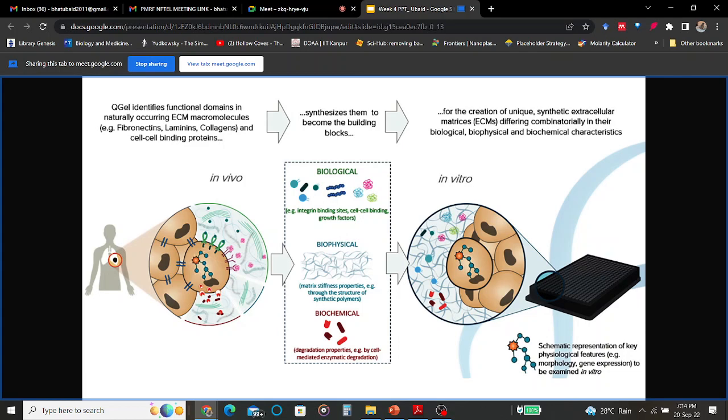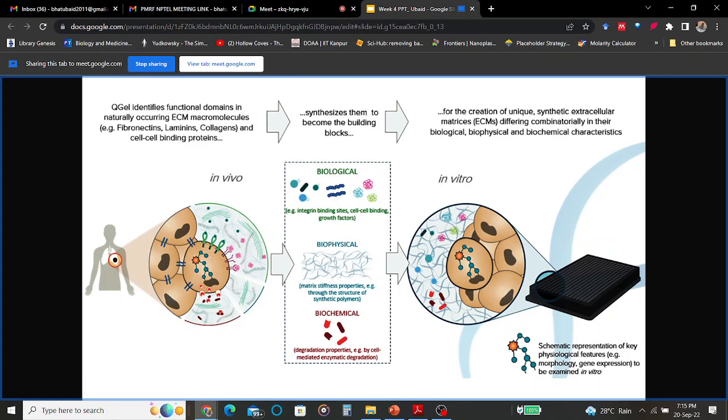And the main purpose of these synthetic ECMs is that they can be used as engineered scaffolds in tissue engineering, as extracellular matrix is a component of the tissue, and cells remain adherent to extracellular matrix. These can be used in the scaffolds so that the cells will get the natural biophysical and biochemical cues, and the cells will grow properly in the ECM.